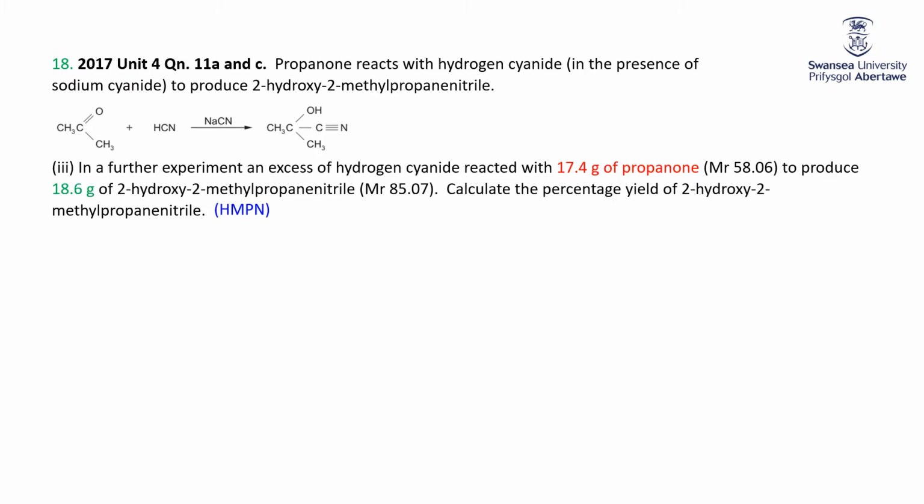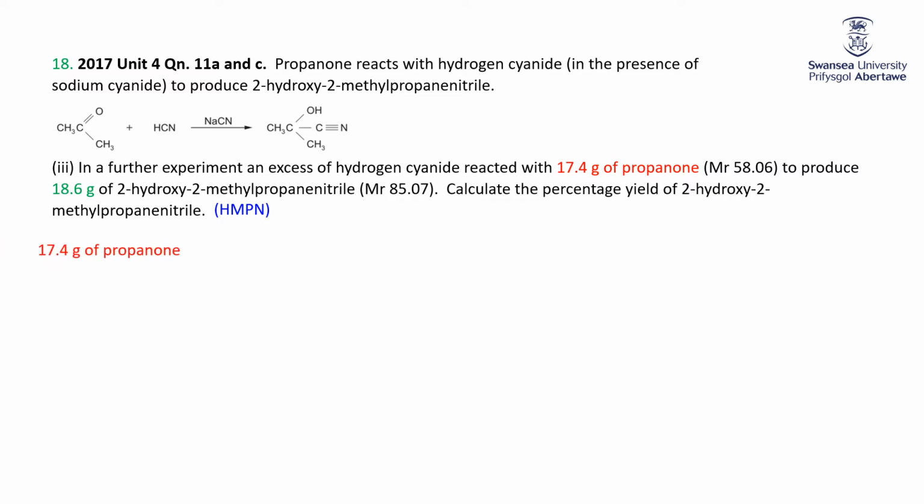So the next part, kind of an interesting, let's throw some stoichiometry in here just for fun. Further experiment: an excess of hydrogen cyanide reacted with 17.4 grams of propanone, and we know the molar mass, to produce 18.6 grams of the 2-hydroxy-2-methyl propane nitrile right there, and give us the molar mass of that. What was the percent yield of this, which we're now abbreviating HMPN?